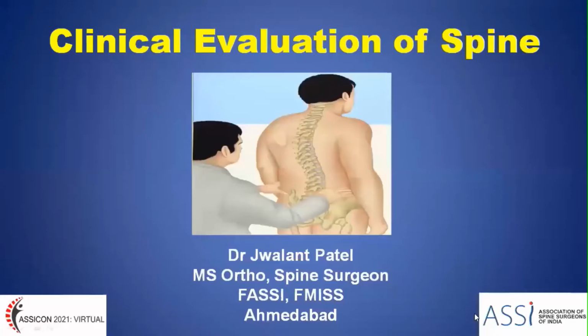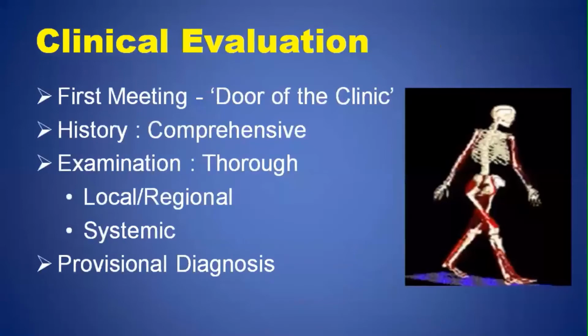Very good morning to everyone. I will be talking about how to clinically evaluate the spine patient. Clinical examination actually starts as early as the patient enters the door of the OPD. That is followed by comprehensive and detailed history taking and thorough local and systemic examination that will help you reach 3 or 4 provisional diagnoses at the end of history and examination.